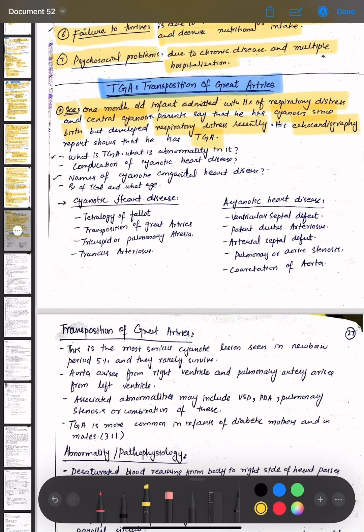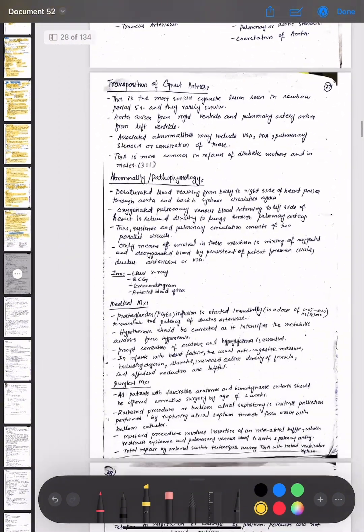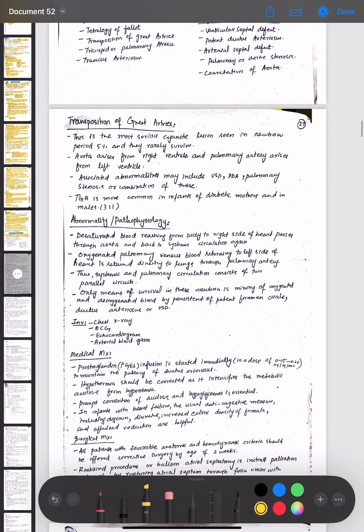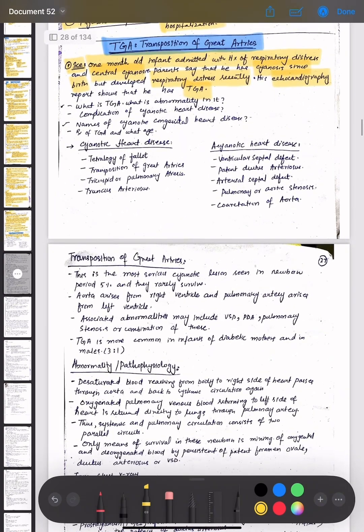Complications of cyanotic heart diseases, names of cyanotic congenital heart diseases, and the treatment of transposition of great arteries. Okay, we have this scenario. We will discuss another scenario. What are the cyanotic diseases and what are the acyanotic heart diseases?